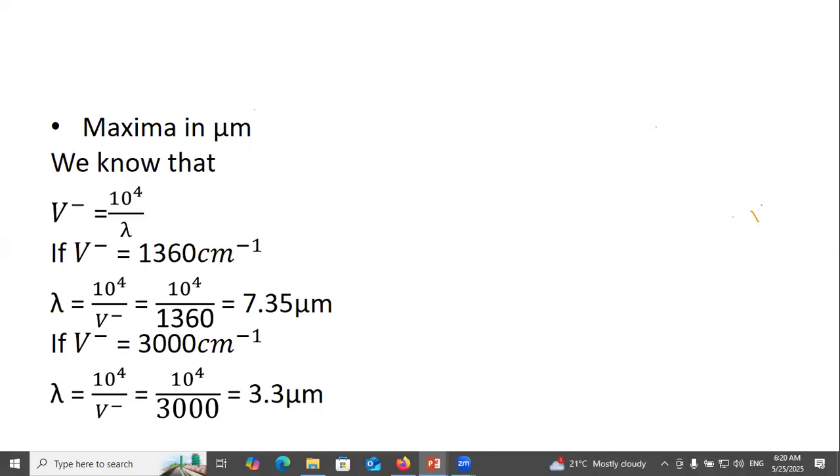Maxima in micrometers: we know that V bar equals 10 to the power 4 over lambda. If V bar equals 1360 per cm, lambda equals 10 to the power 4 over V bar, so 7.35 micrometers. If V bar equals 3000, lambda equals 3.3 micrometers.